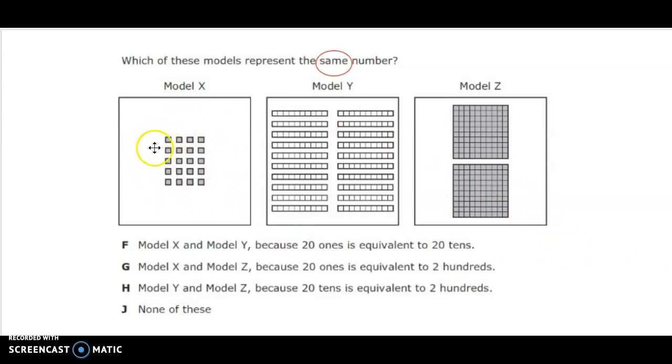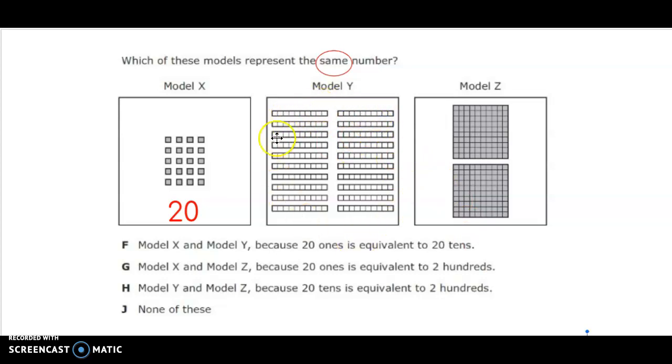So let's go ahead and count these ones right here and label that. 1, 2, 3, 4, 5, 6, 7, 8, 9, 10, 11, 12, 13, 14, 15, 16, 17, 18, 19, and 20. So we are going to go ahead and label that 20. I'm going to take this for our next number.